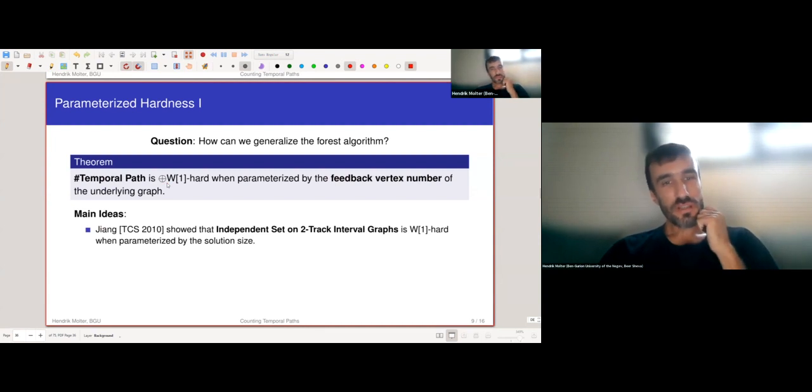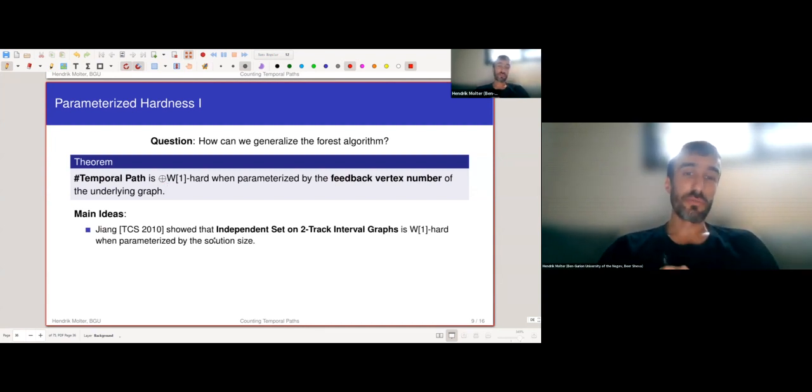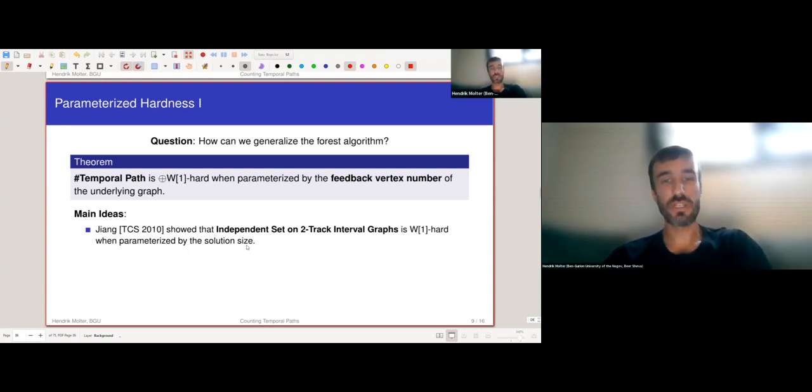So the main idea is that we reduce from a problem called independent set on two-track interval graphs, which is known to be W[1]-hard by the solution size, or by the size of the independent set. That was shown by Jiang in 2010.